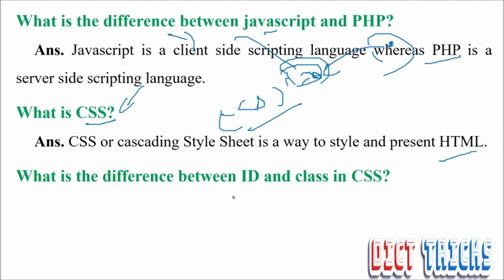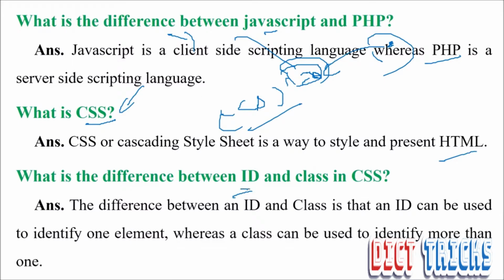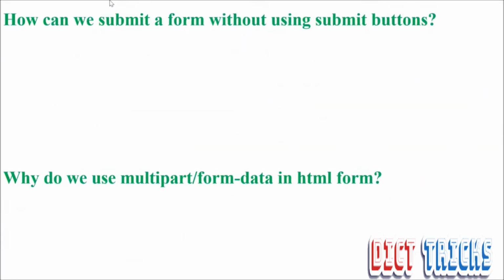What is the difference between ID and class in CSS? The difference between ID, identifier, and class is that an ID can be used to identify only one element, whereas a class can be used to identify more than one.